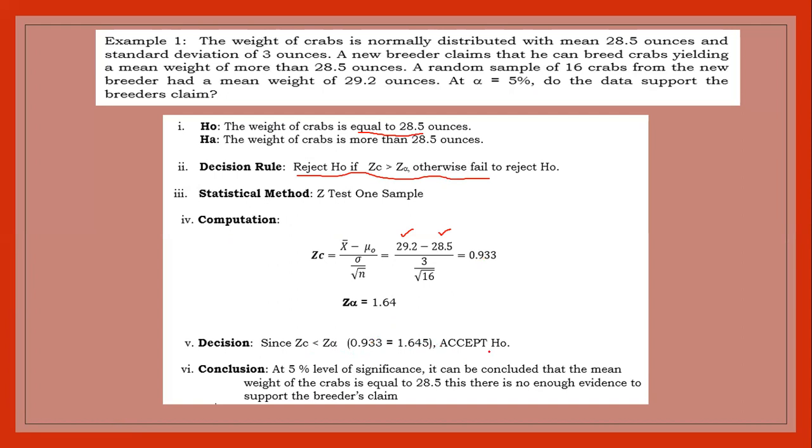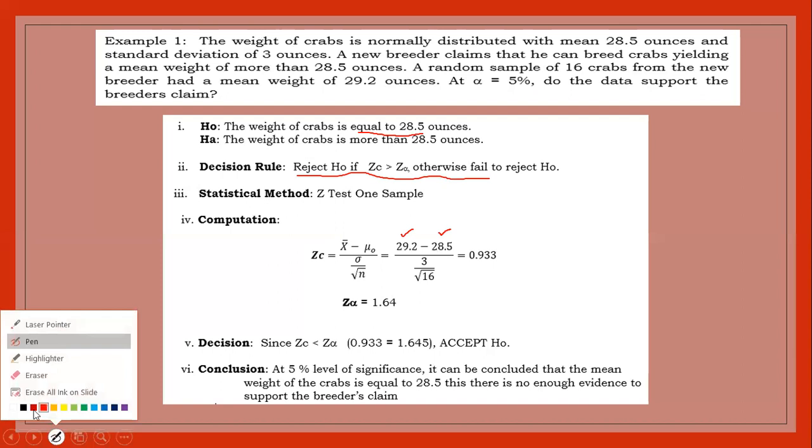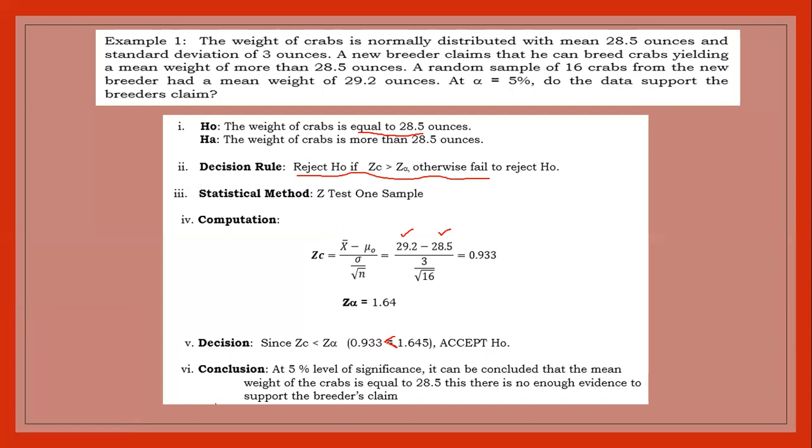Okay, so don't be confused. I-reject lang natin if Z sub C is greater than Z alpha. Okay, so we accept HO because it's less than. So this should be less than. Yan, less than to dapat. Sorry. Yan, less than. Kaya accept HO.